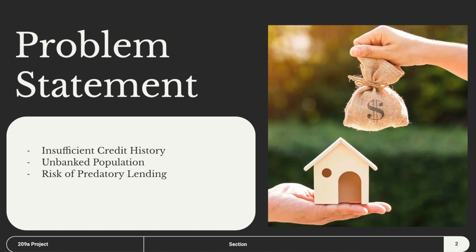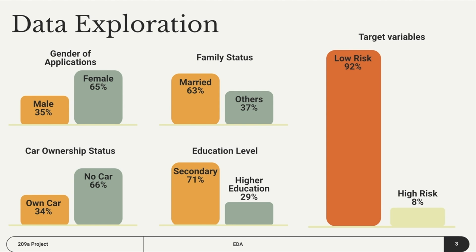Then we start our data exploration to understand the overall picture. We find that most people are female, married, lack fixed assets like cars, and have only secondary education. This highlights that the group faces challenges in accessing credit.